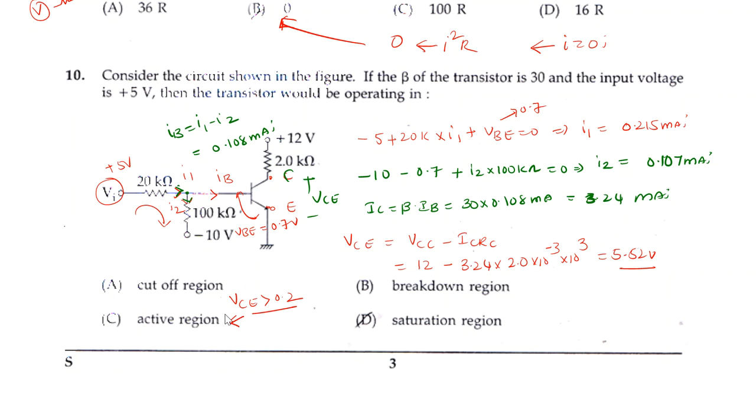Now as per the concept of this biasing, VCE greater than 0.2 means that the transistor will be working in the active region. So what is the value we got? 5.52. So 5.52 is greater than 0.2. So that's the reason why the transistor is acting in the active region. Okay.